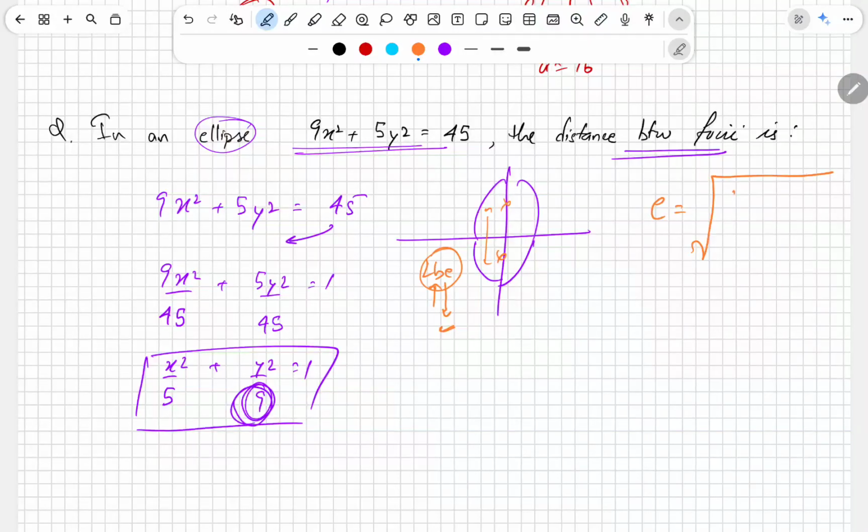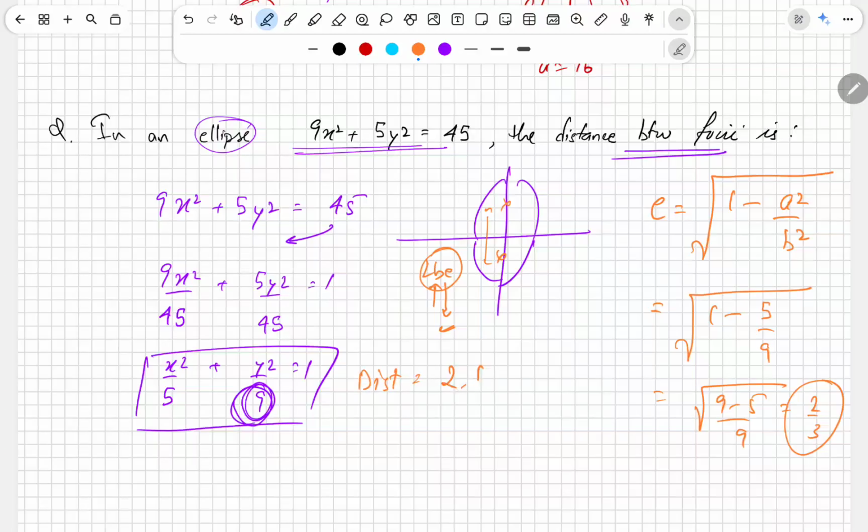We remember the formula: under root 1 minus small square upon big square. So it will be under root 1 minus small is 5, big is 9. So it becomes under root 9 minus 5 whole by 9. It is going to be 2 by 3. So I have eccentricity. So we have to find distance between foci.